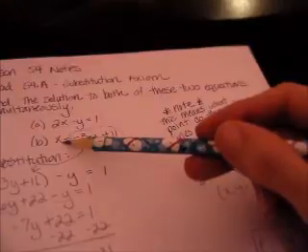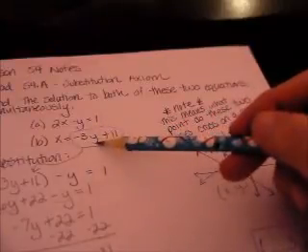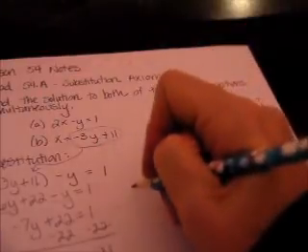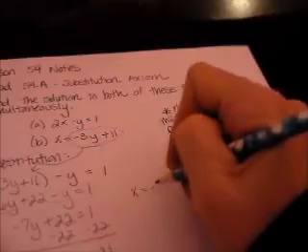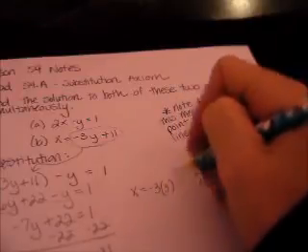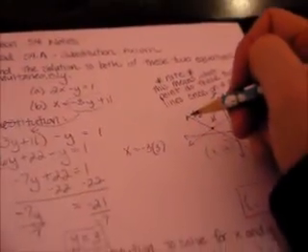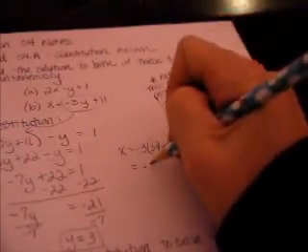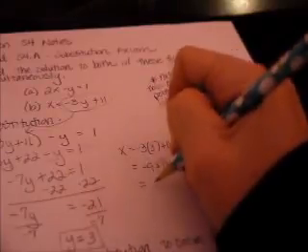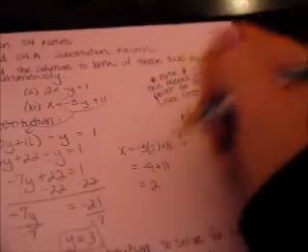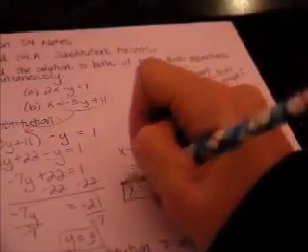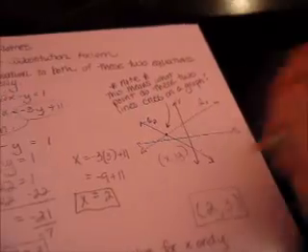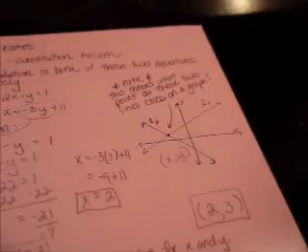Because x is by itself here, if I plug in 3 for y, we get negative 9 plus 11. See how I'm using this equation? Negative 3 times 3, because that's what we got for y, plus 11 equals negative 9 plus 11 equals 2. So we just found out x equals 2. That goes here, and that's your final answer for example 1.